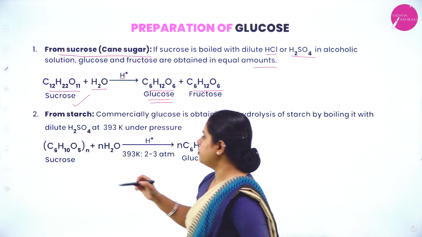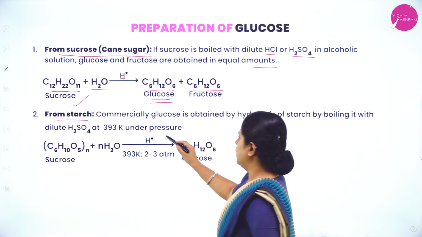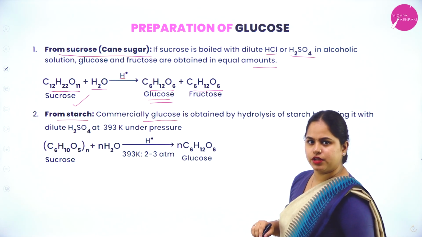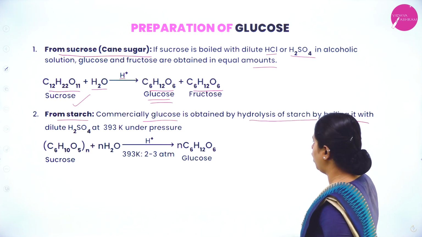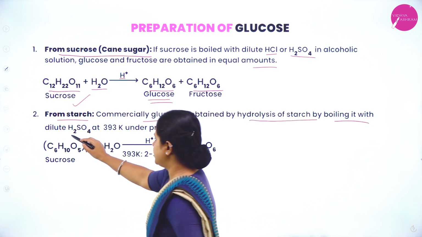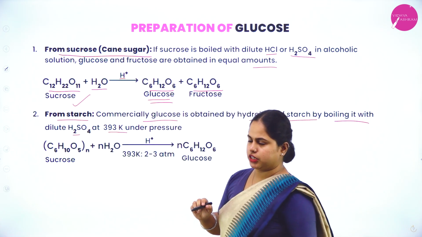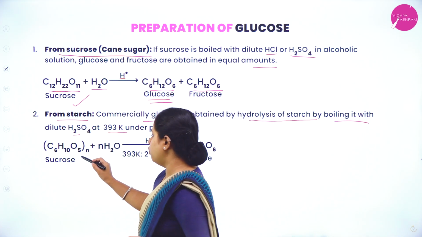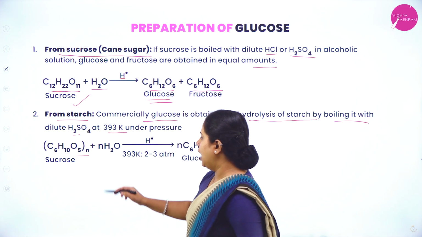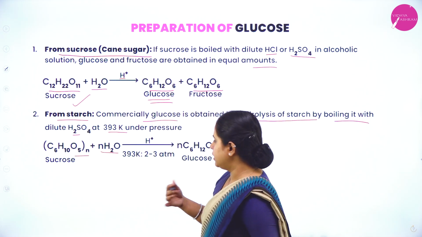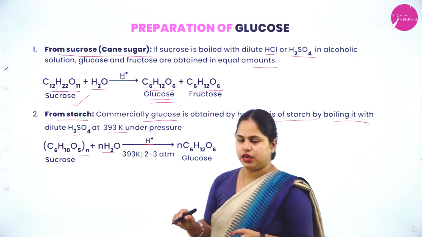The next one is from starch. So, commercially glucose is obtained by this method. Glucose is obtained by the hydrolysis of starch by boiling it with dilute sulfuric acid at 393 Kelvin under pressure. So, (C6H10O5)n, okay, this is a big polysaccharide unit, and n molecules of water. Right, we are boiling it in the presence of an acidic medium. What are you going to get?